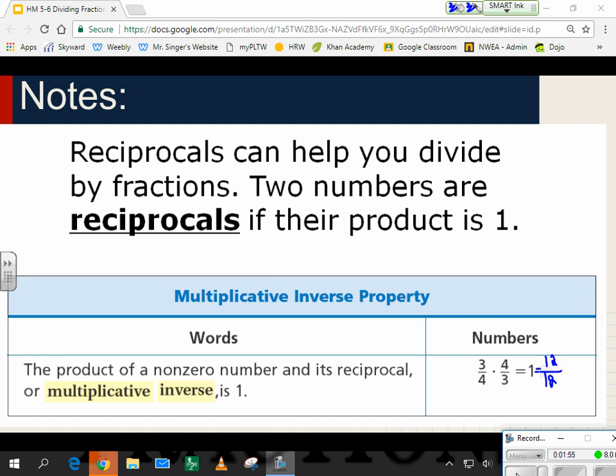It's the multiplicative inverse is what a reciprocal is. And you're going to need to know that because that's how you're going to solve all of your problems in dividing. Write this down before you move on.